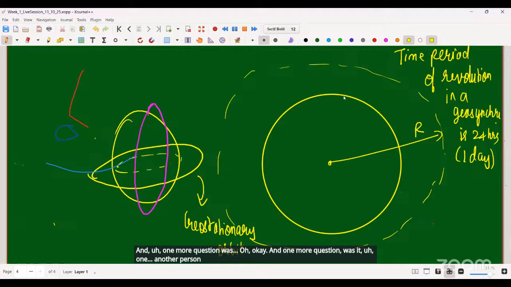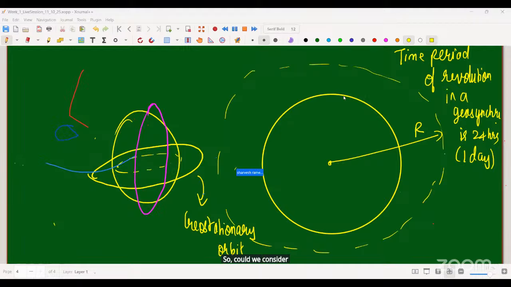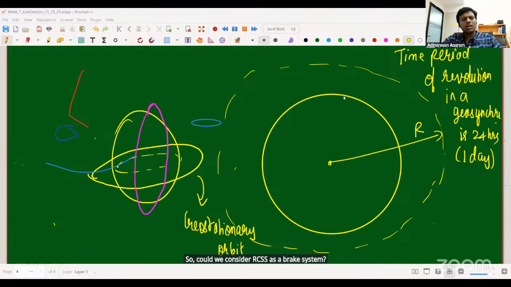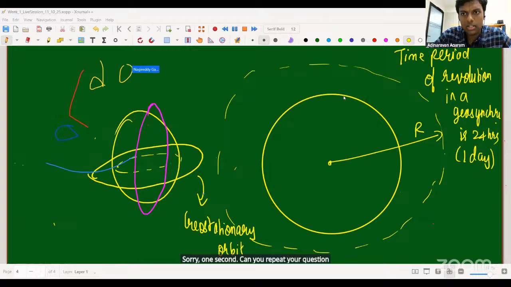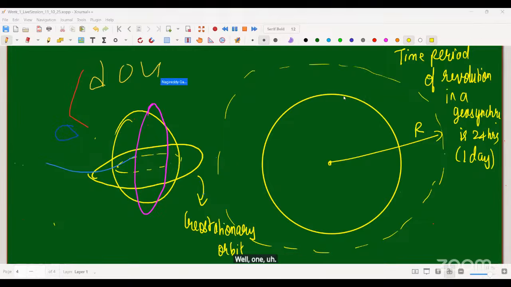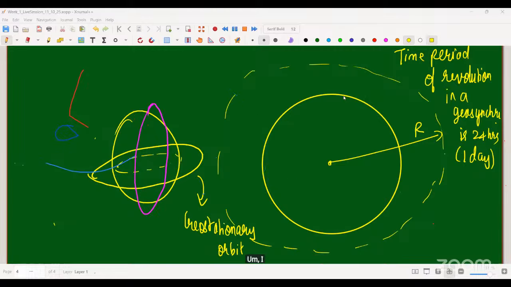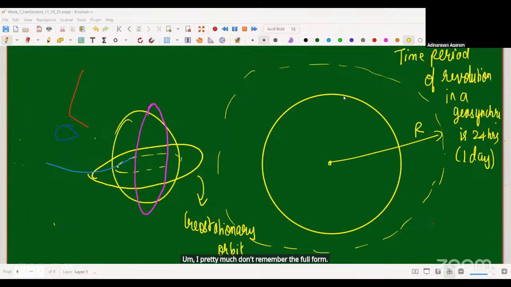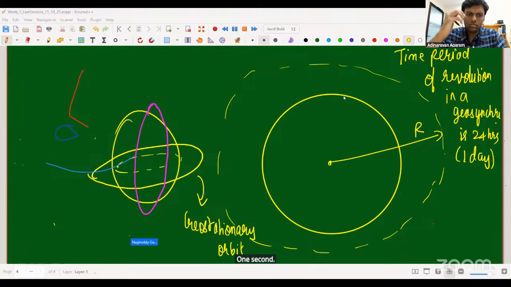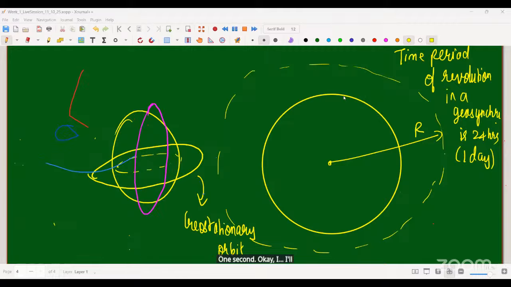Another person had mentioned something like a brake system for rockets. So could we consider RCS as a brake system? What do you mean by RCS? I pretty much don't remember the full form. Okay, 1 second. Okay, I'll get back to you later. Yeah, sure. No issues.